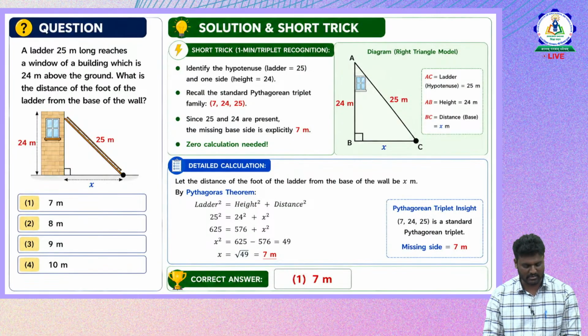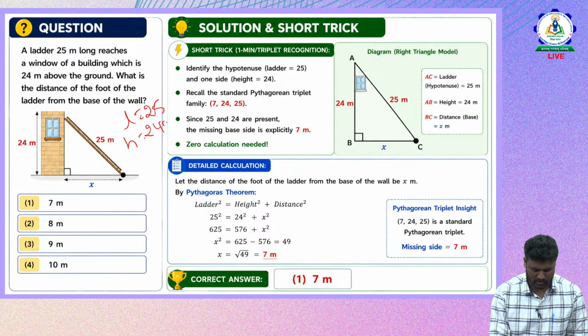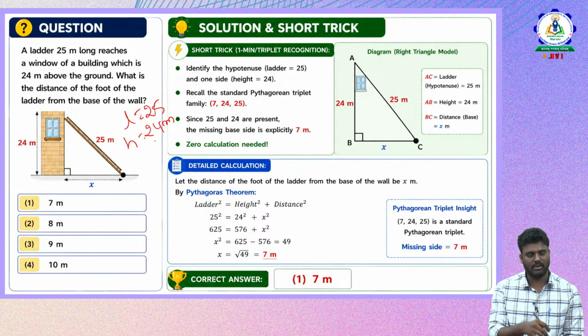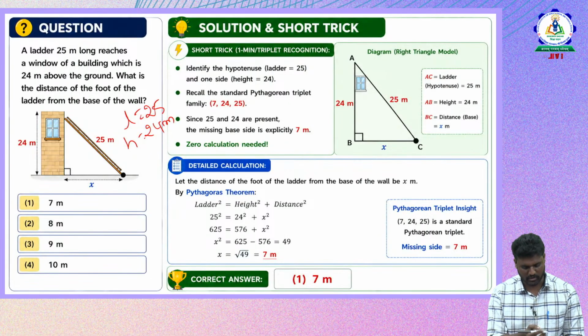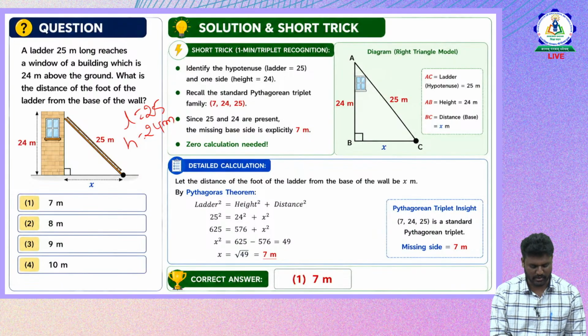So the building is constructed from the ground, it is 24 meters high. Here the ladder length L is equal to 25 meters and the height of the building is 24 meters. That means the building was constructed 24 meters above the ground. Now, what is the distance of the foot of the ladder from the base of the wall?